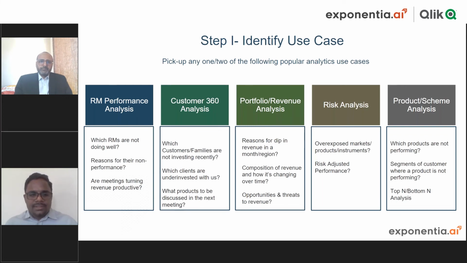One of the top use cases is the relationship manager performance. Typical questions that we can answer through this use case are: which are the RMs who are not doing well? What are the reasons for their non-performance? Are their meetings turning revenue productive or not? When are they having meetings? Are those customers who need to be interacted with on a set frequency, are those meetings happening or not happening, and so on and so forth? So both RM outcome oriented analysis as well as RM process oriented analysis are important under this use case.